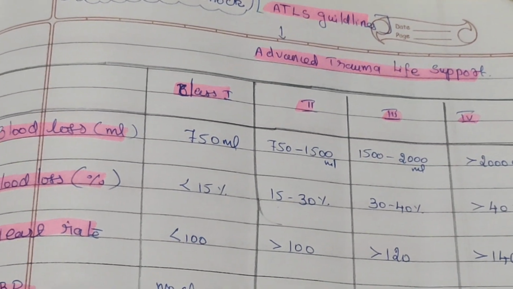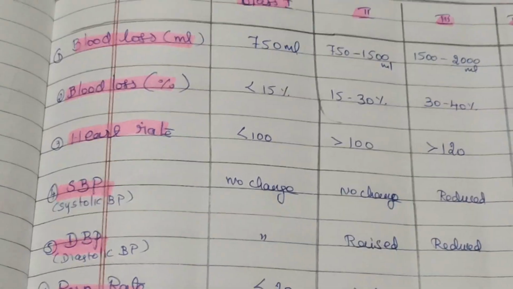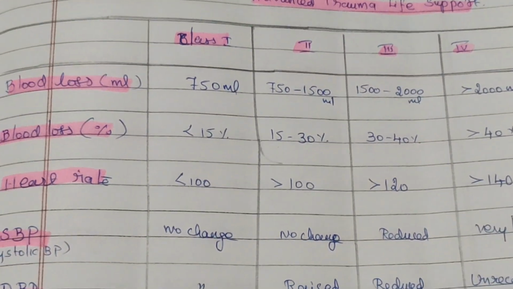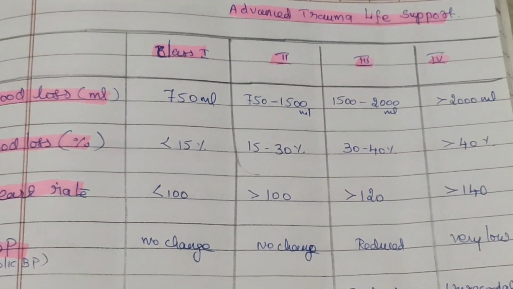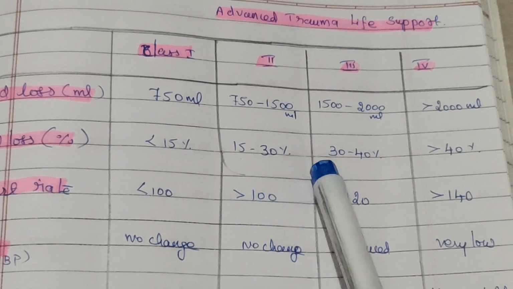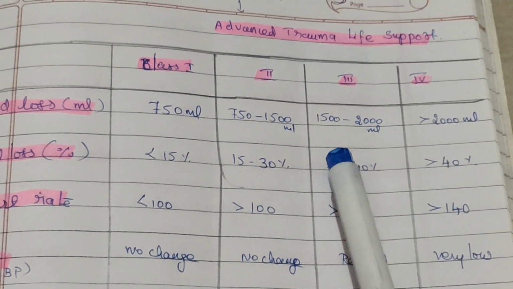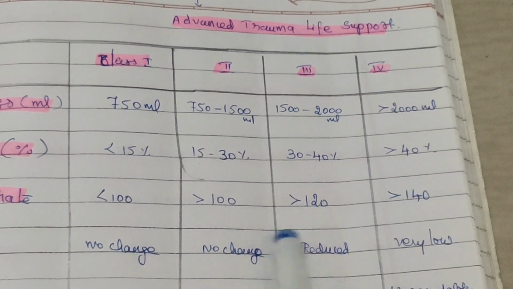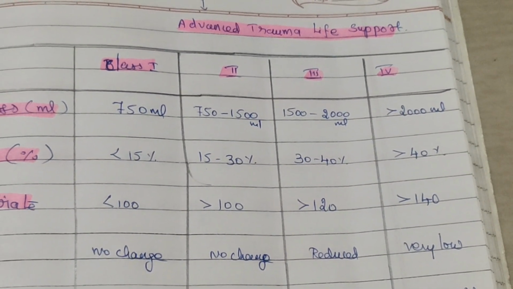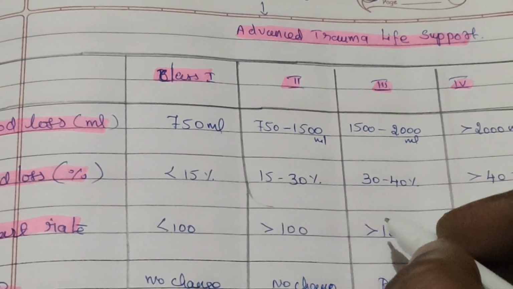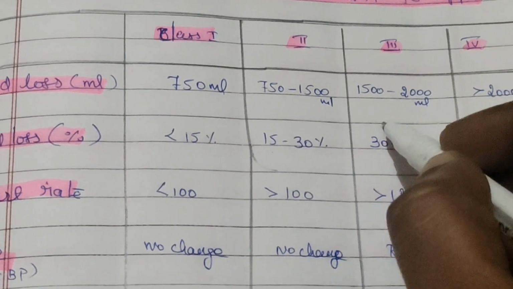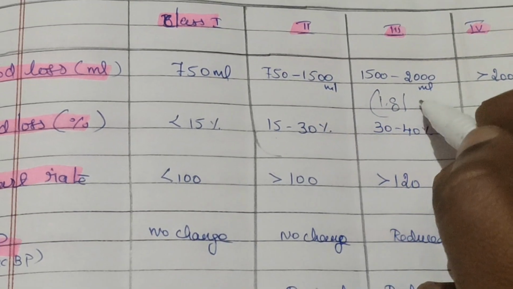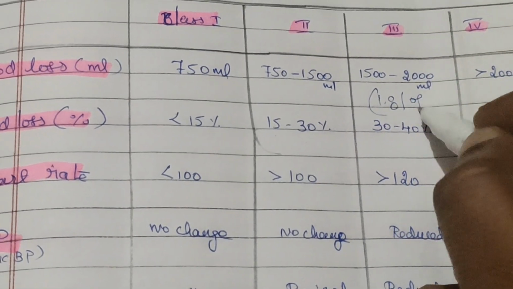We can also tell it in the form of percentage. Class 1, less than 15%. Class 2, 15 to 30%. Class 3, this hemorrhagic shock, 30 to 40%. Class 4, more than 40%. So here grade 3 is 1.8 liters of blood loss.